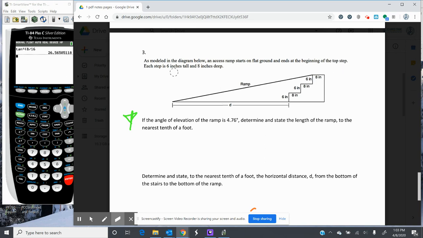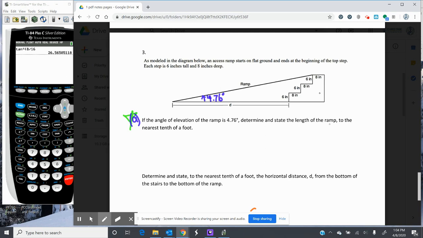So here, if you imagine a building, there's a ramp up into the building, and here are the steps into the building next to the ramp. Each step is 6 inches tall and 8 inches deep. So that's marked here for you. Part A says, if the angle of elevation of the ramp is 4.76 degrees. So the angle here is 4.76 degrees.